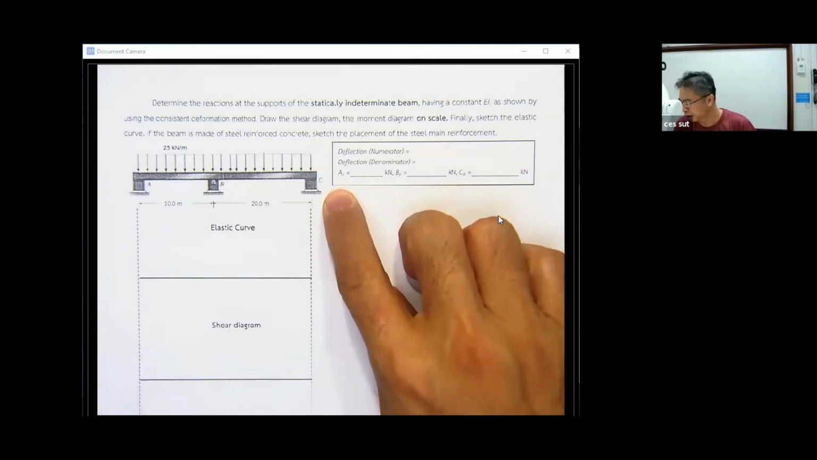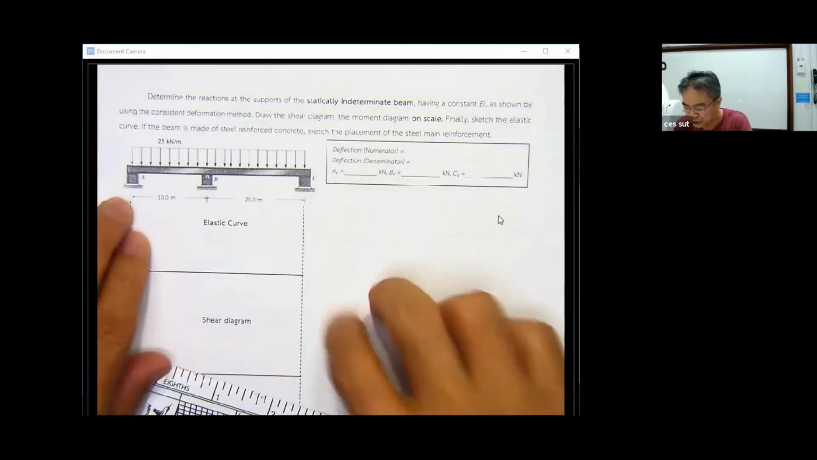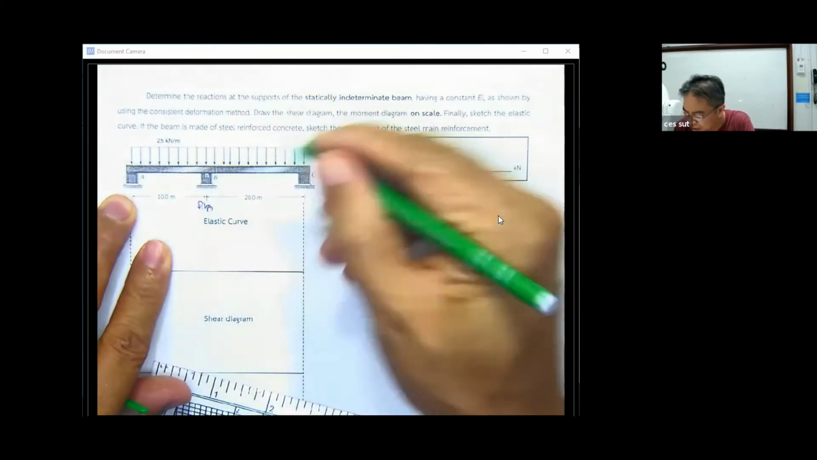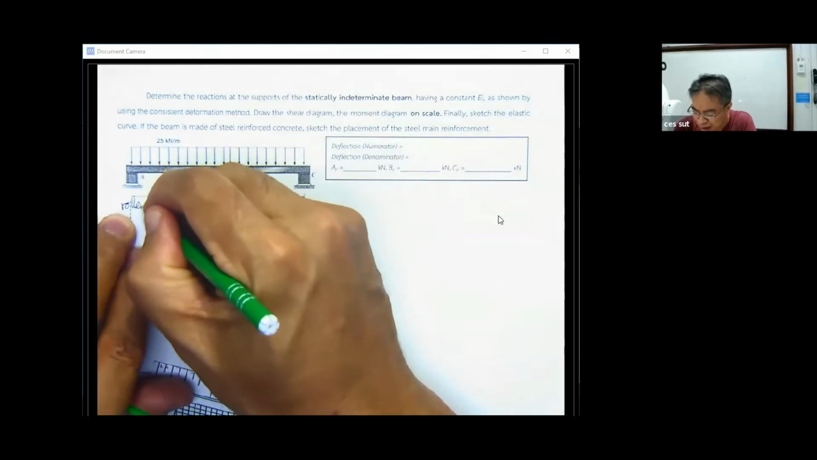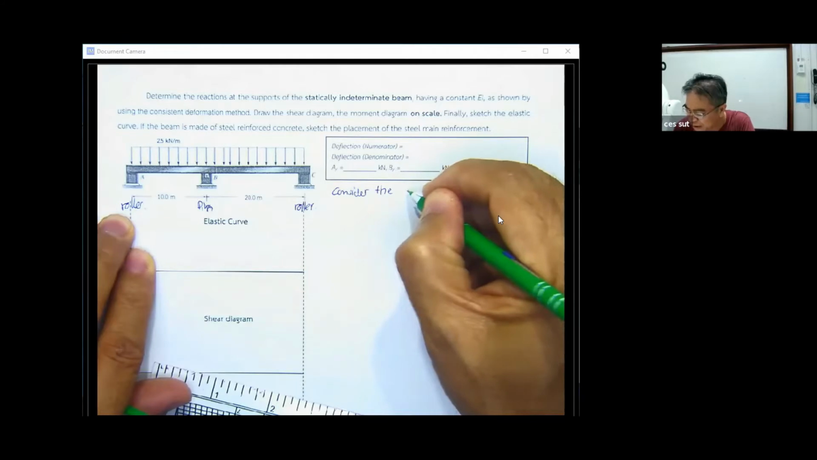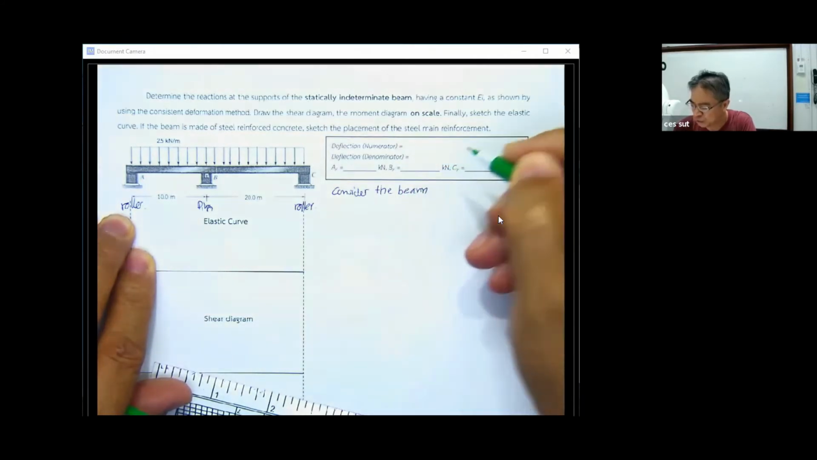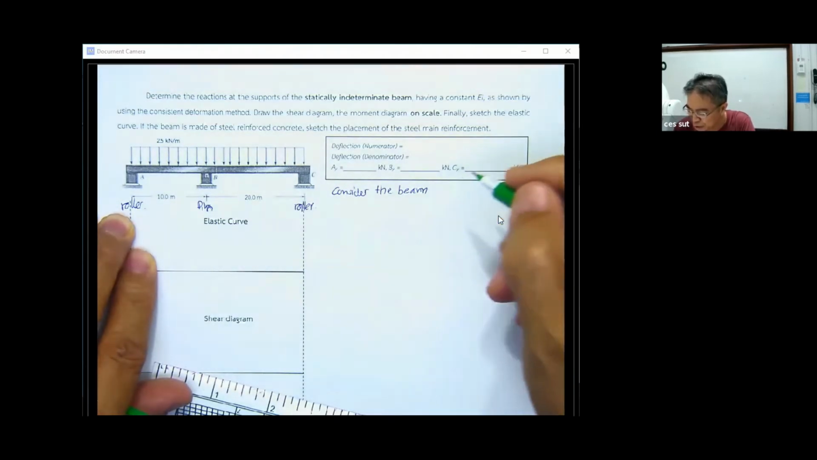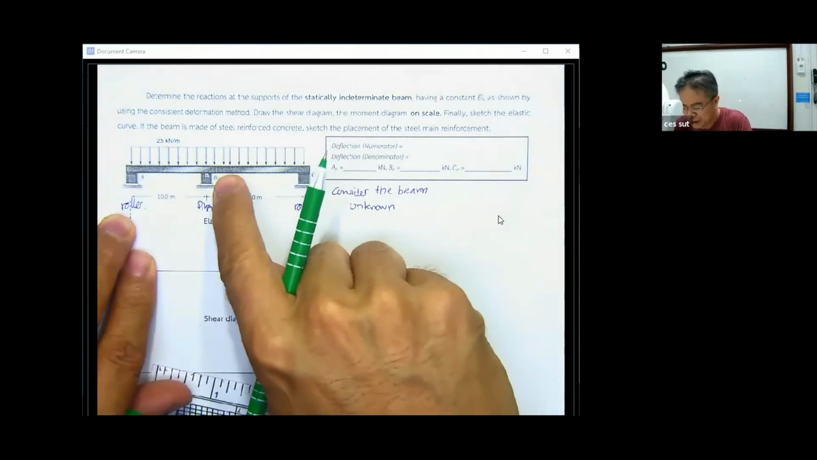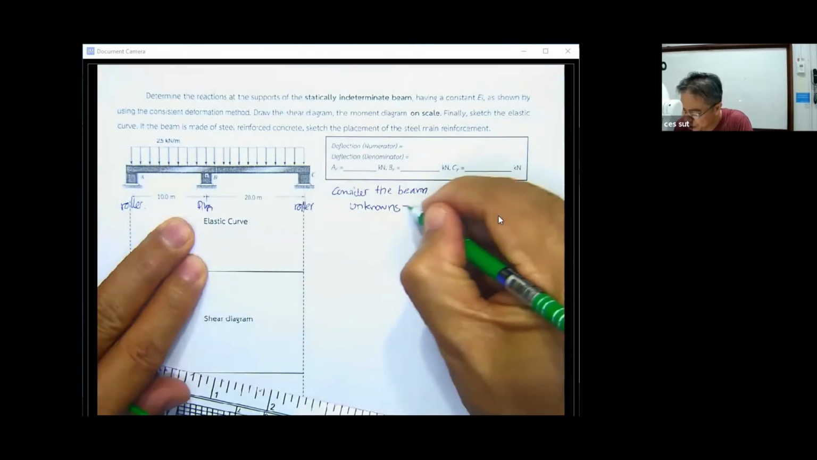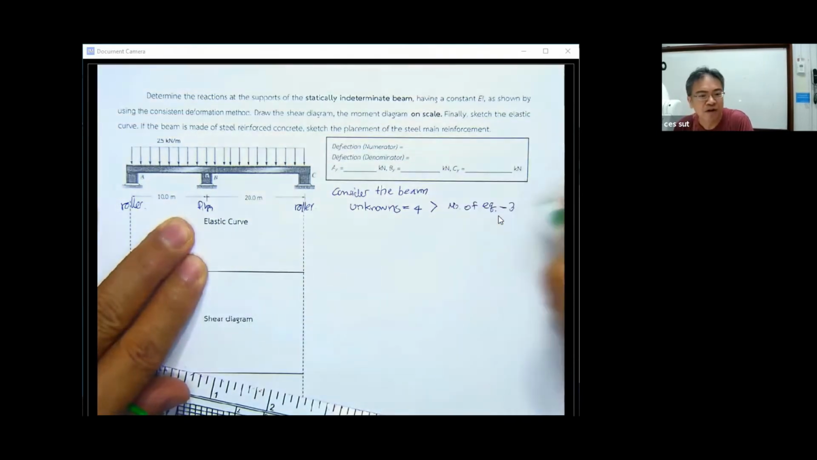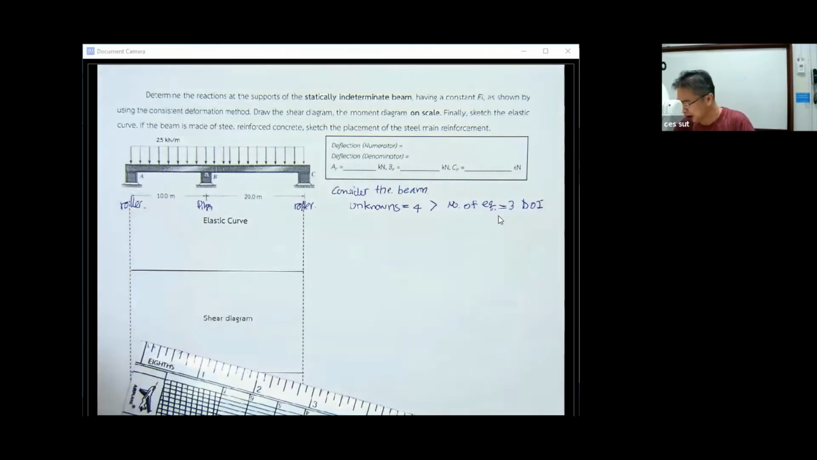The beam that's shown in this picture has the support at A as the roller, at B as the pin, and at C as the roller. If you start by considering the beam, you will see that our beam is a statically indeterminate beam, in which we have what? We have 4 unknowns, which are A sub y, B sub x, B sub y, and C sub y. So the unknowns, 4, are larger than the number of equations of equilibrium. So this one for sure has a degree of indeterminacy.